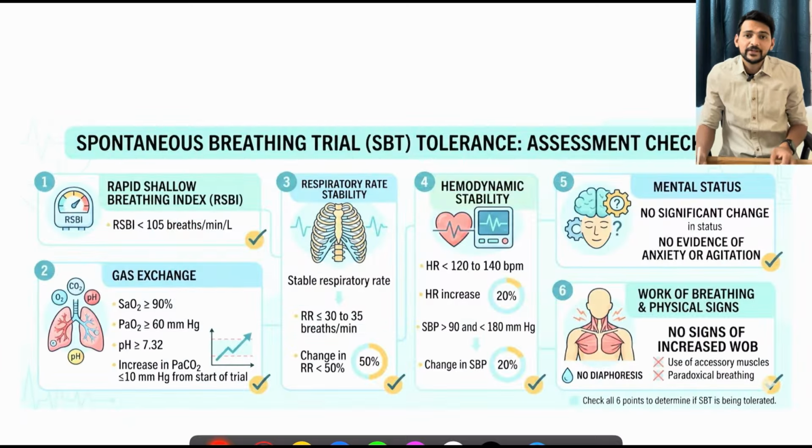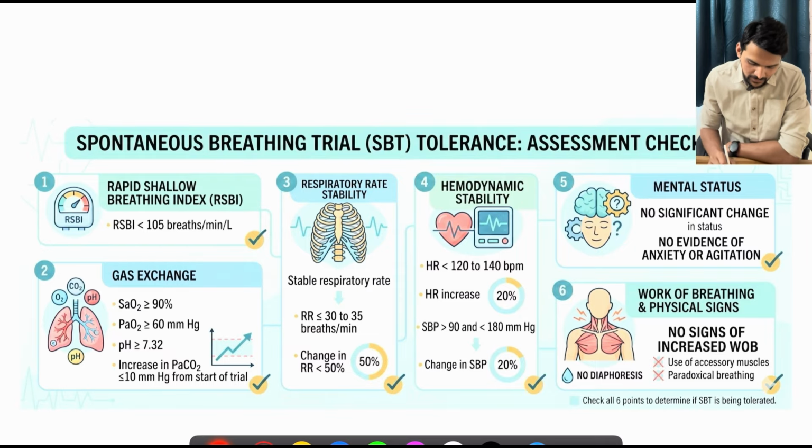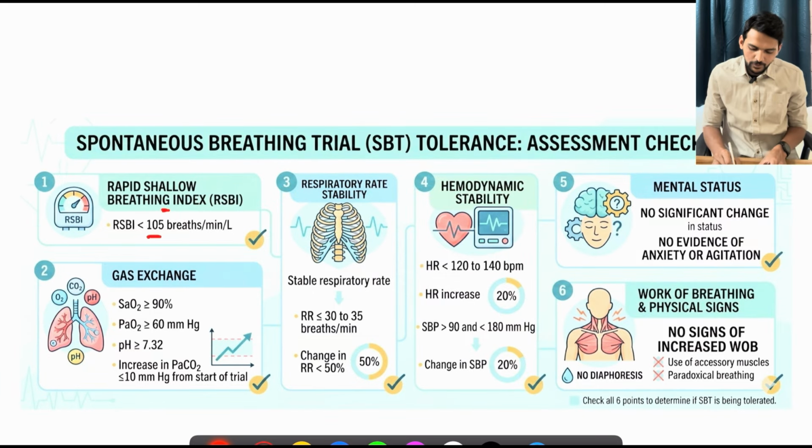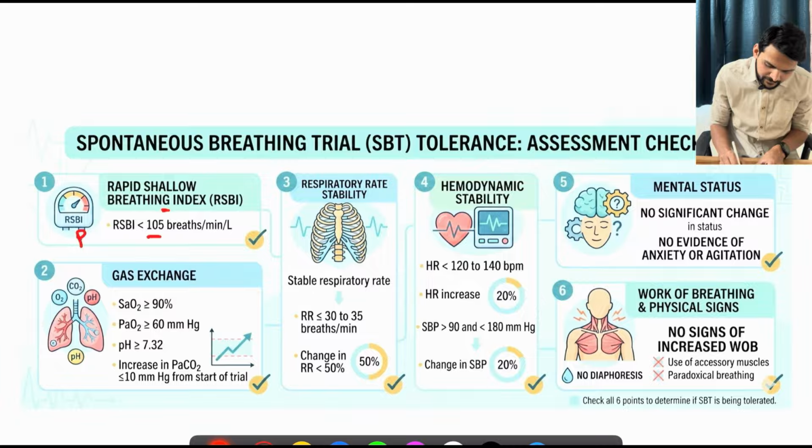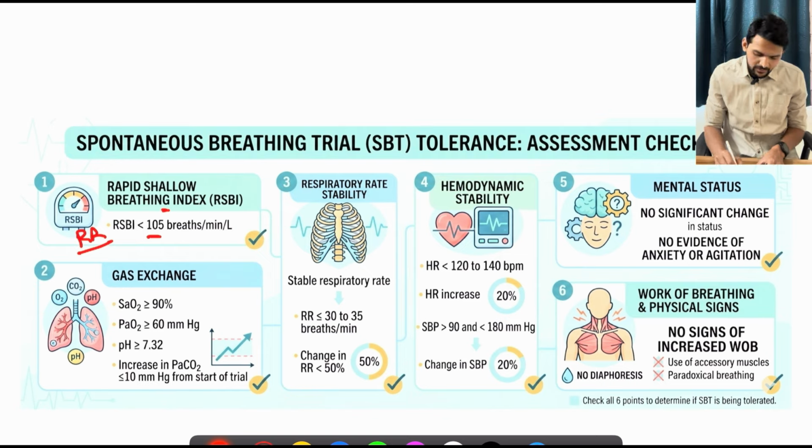So how do we assess whether the individual is tolerating it or not? There are 6 parameters we have to assess before and after. For example, there is something called the rapid shallow breathing index. This should be less than 105. This index is calculated using 2 parameters. One is respiratory rate divided by tidal volume. For example, I will give 2 scenarios.